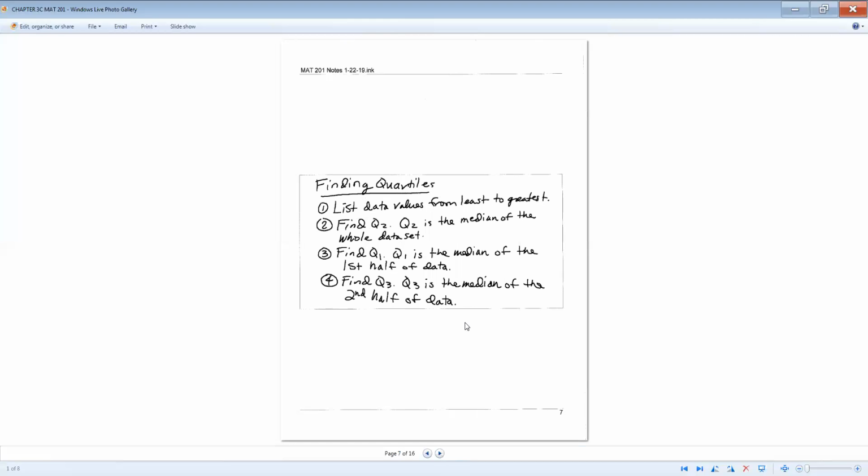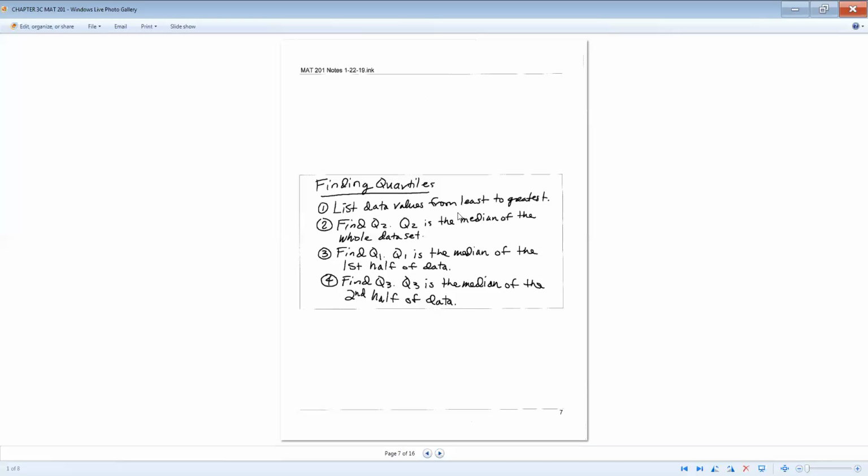The way we'll find our quartiles: first, you're going to list your data values from least to greatest. A lot of people forget that first step. Make sure you do not forget the first step. Quartile 2, the one we'll find first, is the median of the whole data set. That's going to split your data in half. Then you can find quartile 1, which is the median of the first half of data. Quartile 3 will be the median of the second half of data.